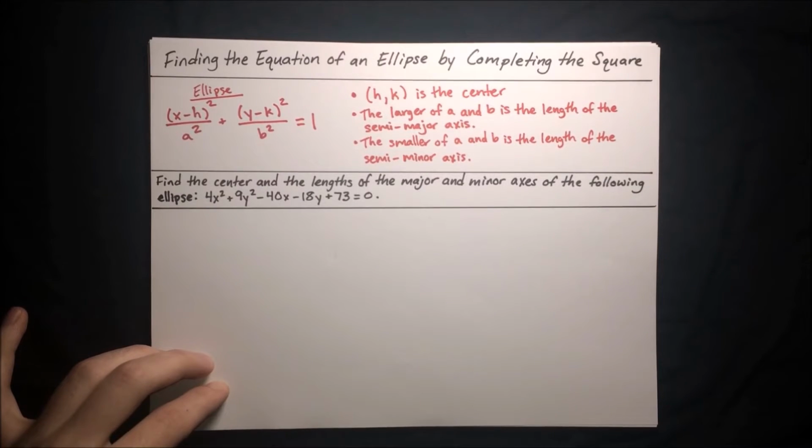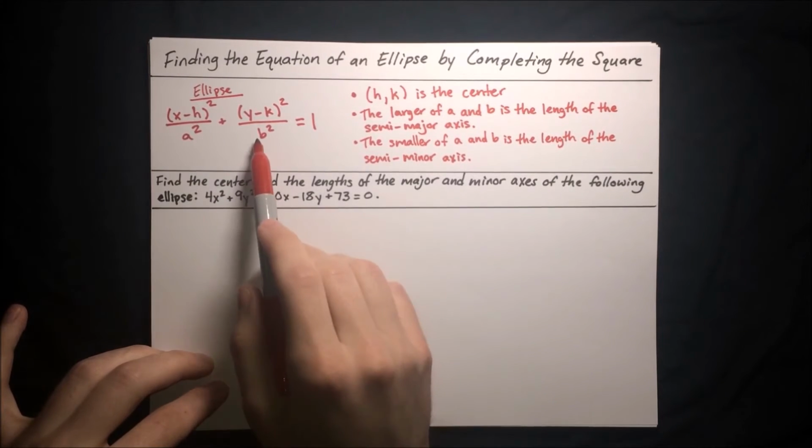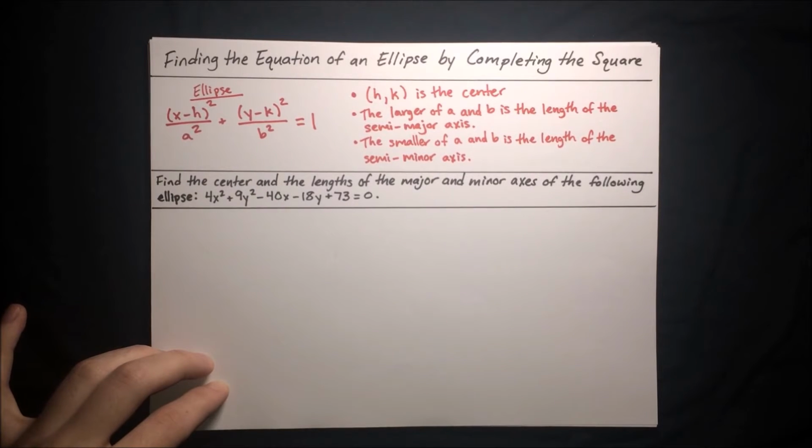On the other hand, if b were the larger of a and b, then the major axis would lie parallel to the y-axis, again because b goes with y here. And that means the ellipse would be vertically very tall. And in this case, a would be the smaller of a and b, and that would tell us that the minor axis lies parallel to the x-axis. So the ellipse would be horizontally narrow. So we'd have a vertically tall and horizontally narrow ellipse.